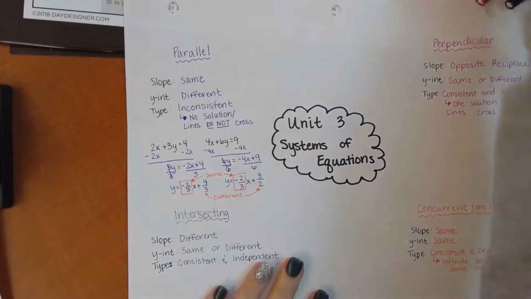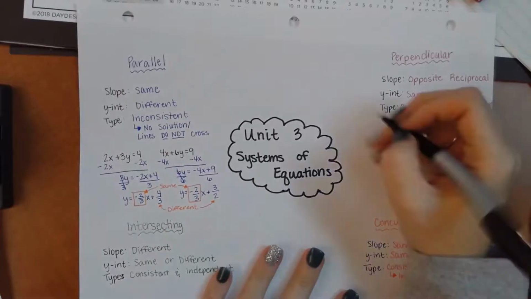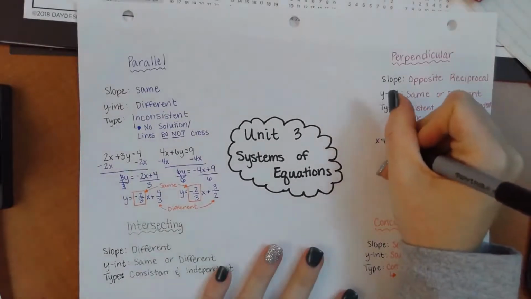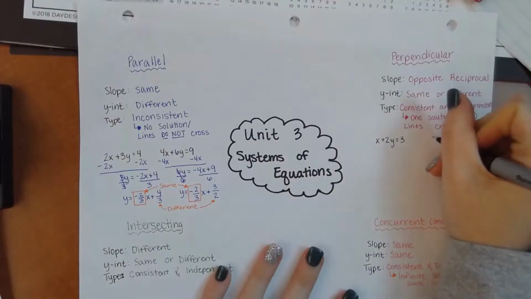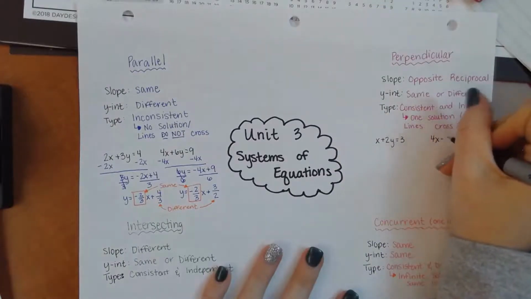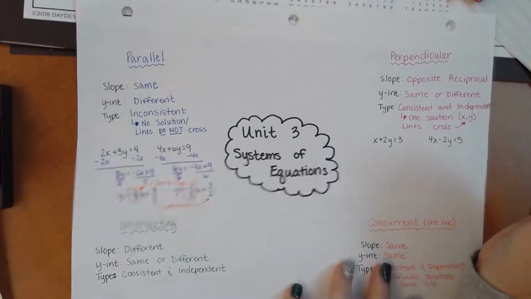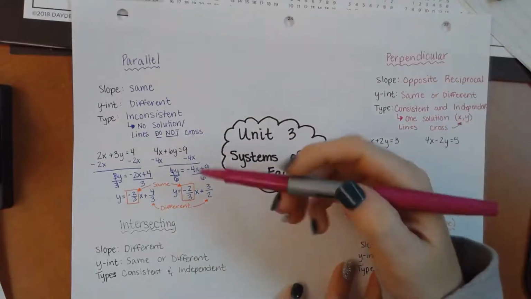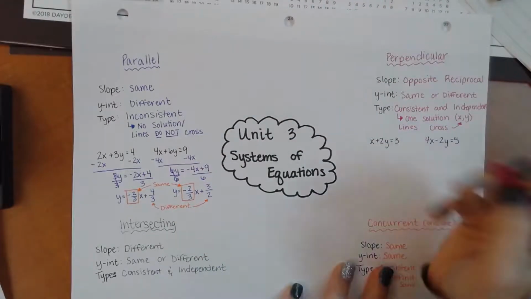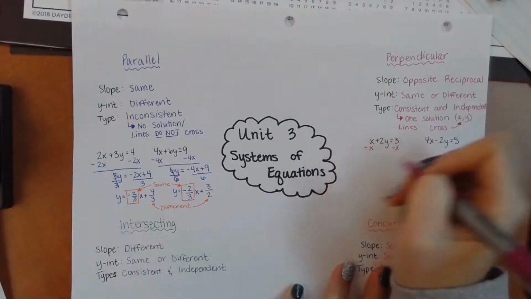Okay, so let's do another example with perpendicular. So there is x plus 2y equals 3 and 4x minus 2y equals 5. So I'm going to do the same thing over here that I did with parallel and just get them both into our y equals mx plus b form.